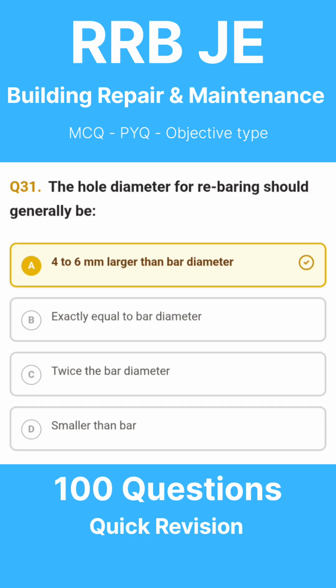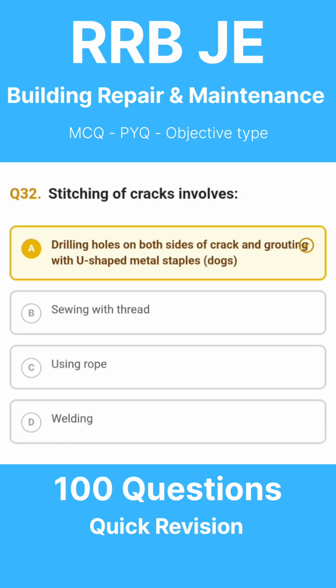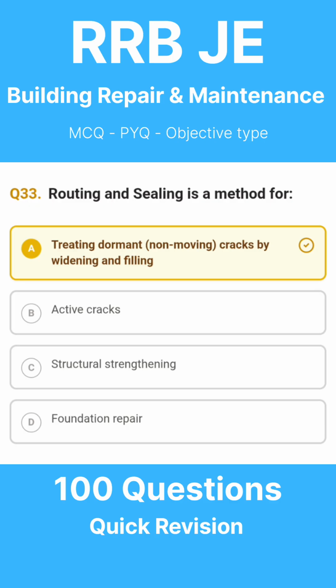Question 31. The hole diameter for rebarring should generally be. The correct answer is 4 to 6 mm larger than bar diameter. Question 32. Stitching of cracks involves. The correct answer is drilling holes on both sides of crack and grouting with U-shaped metal staples or dogs. Question 33. Routing and sealing is a method for. The correct answer is treating dormant non-moving cracks by widening and filling.